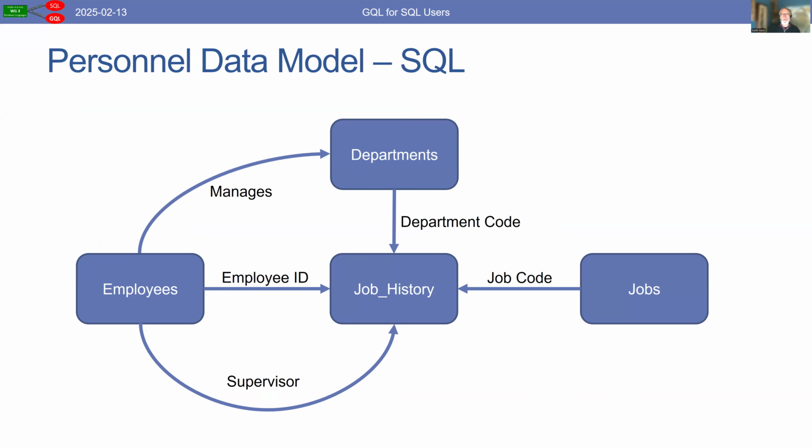Okay, in SQL, in a simple SQL database for a personnel data model, I might describe the data model looking something like this, where we have employees that are related to job history because of an employee ID. An employee can supervise a particular job. An employee manages departments. Job history rows have job codes, and so on. This is a simplified view of a database because this fits on a slide and in the examples.